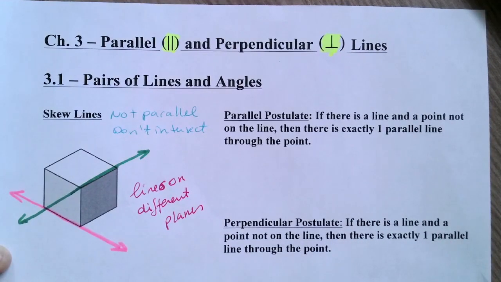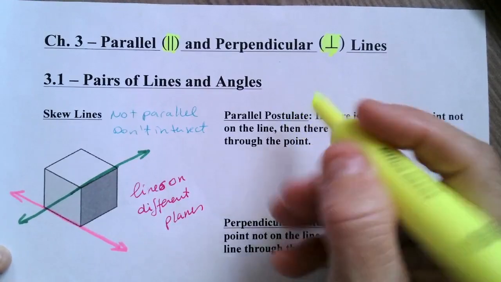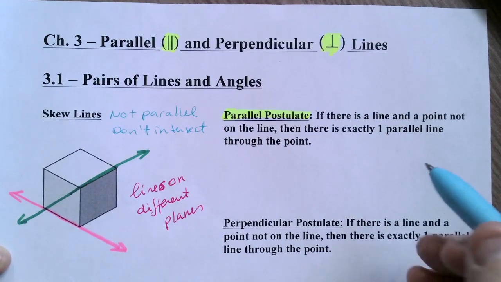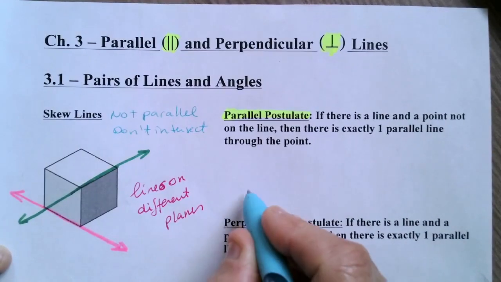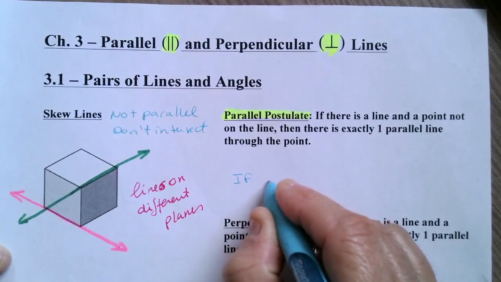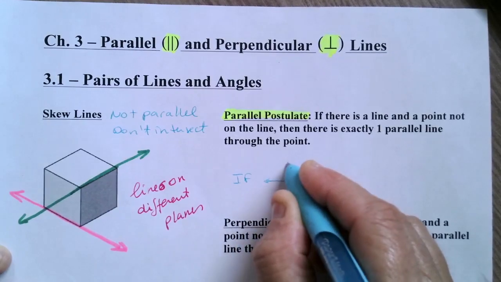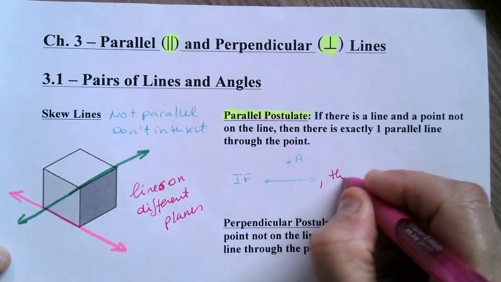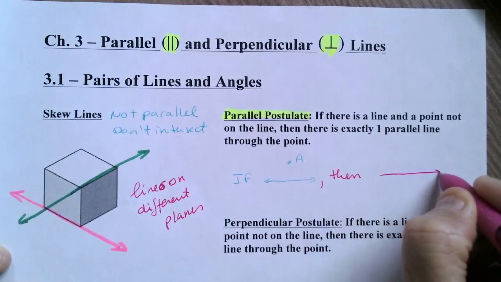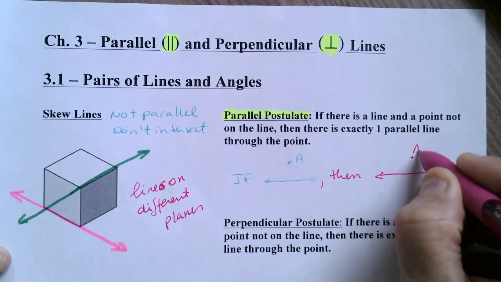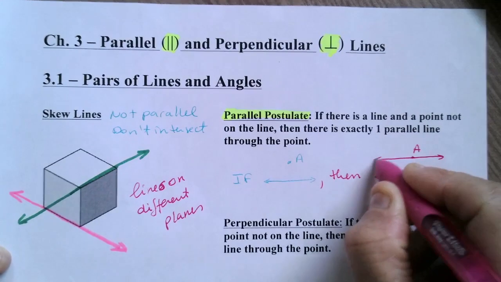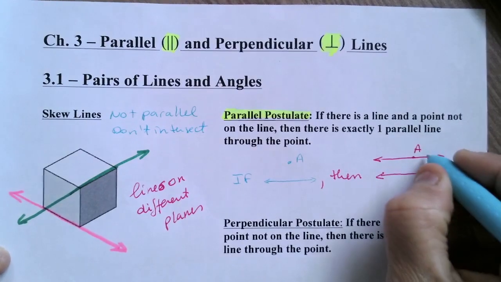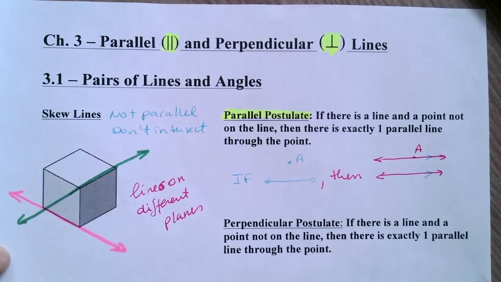All right, so let's take a look at the parallel postulate. The parallel postulate says if there is a line and a point not on the line, then there is exactly one parallel line through that point. So if I were to draw it out, here I have a line and a point A, not on the line. Then there is exactly one line that goes through that point A that is parallel to the original line. Now remember the symbol for parallel lines. We use those arrows like that to show that the lines are parallel.